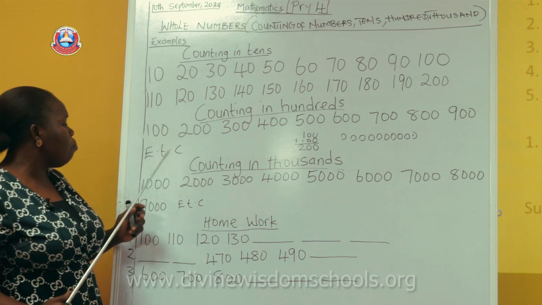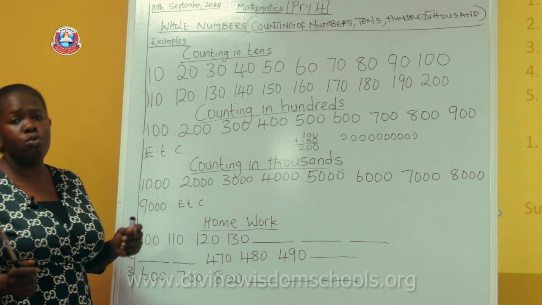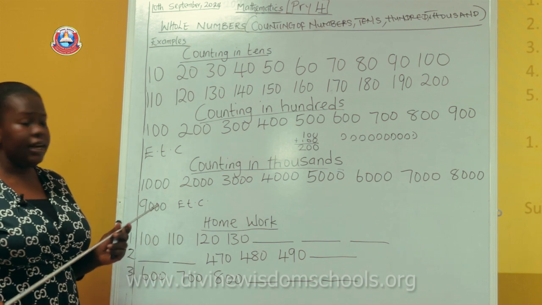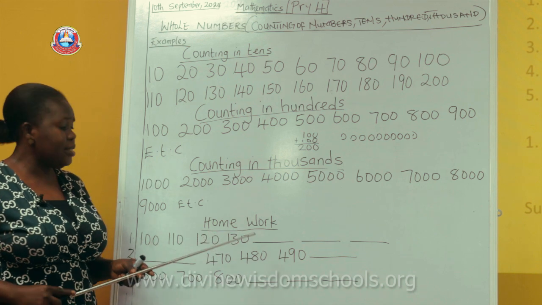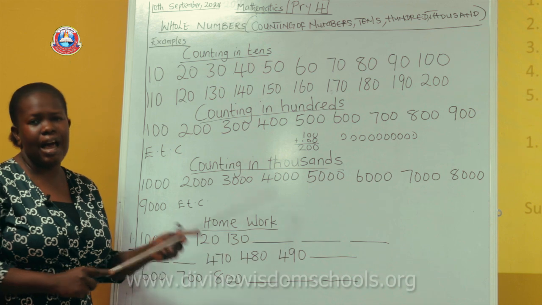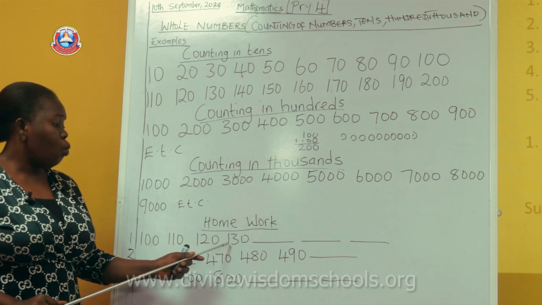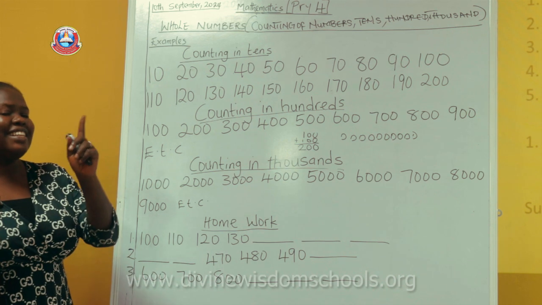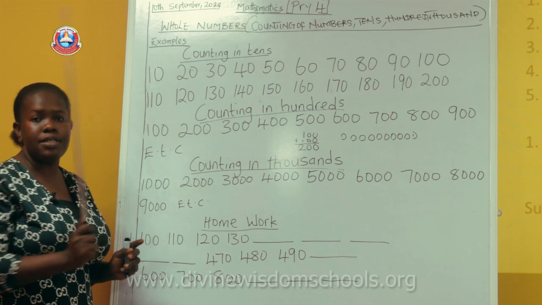You are going to add more to it in your book on your own. Now let's look at this. You have a little work to do for me, which is your homework. Number one, we have 100, 110, 120, 130, and we have some missing numbers here, dash, dash, dash. It means you are going to fill in those numbers that are missing. When you have 100, 110, 120, 130, it simply means they are counting in what? They are counting in tens. So you just add 10 to all these numbers. It will give you your missing number.